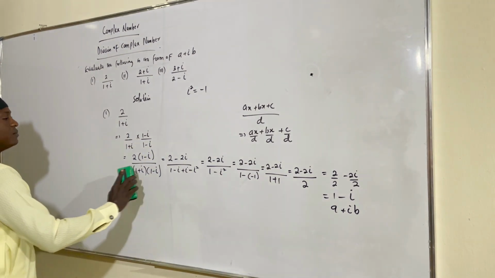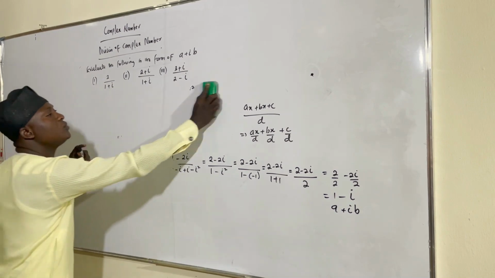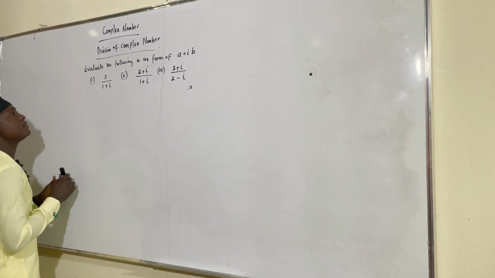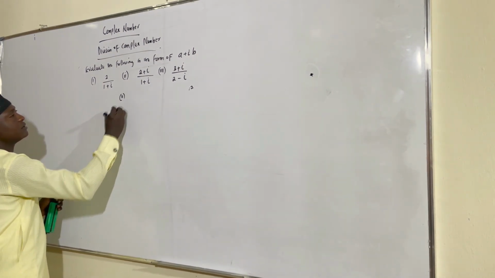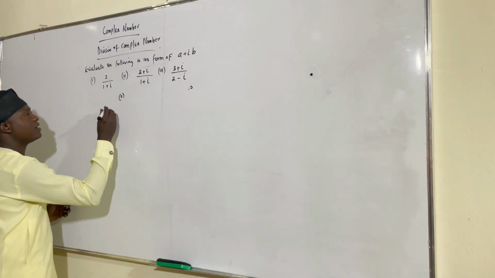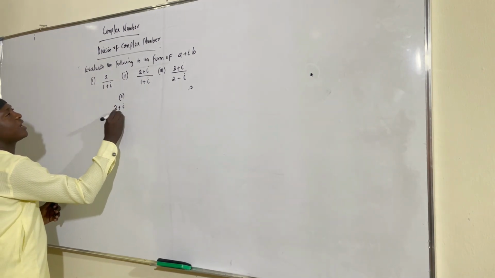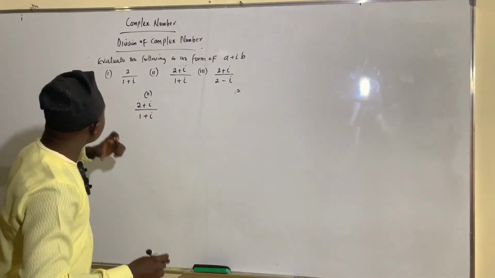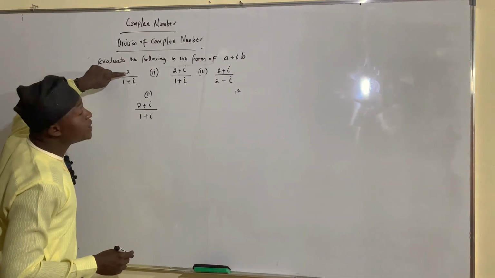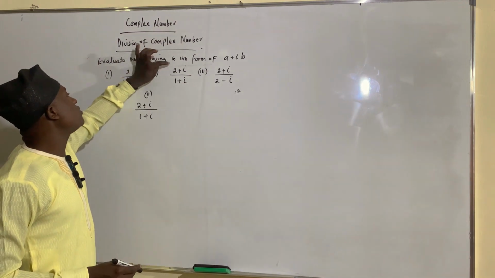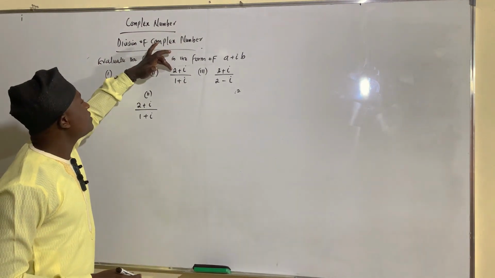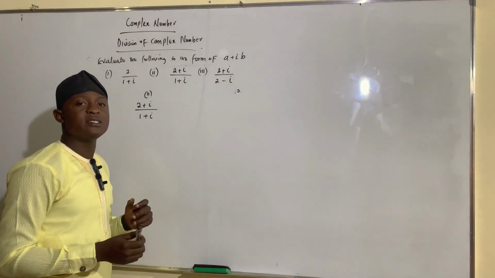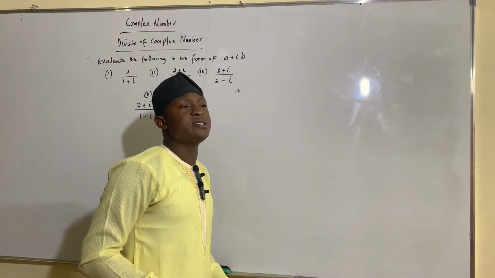Let's take a look at the second example. They say we have 2 plus I over 1 plus I. You can see the only difference between them is, in the first one, we only have numbers here. But here you can see both numerator and denominator have real numbers and imaginary numbers at the same time. It doesn't matter. We are going to follow the same process.